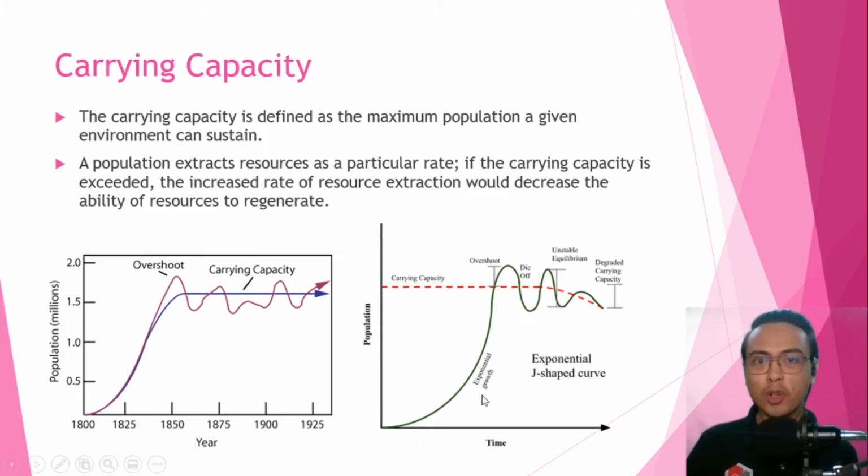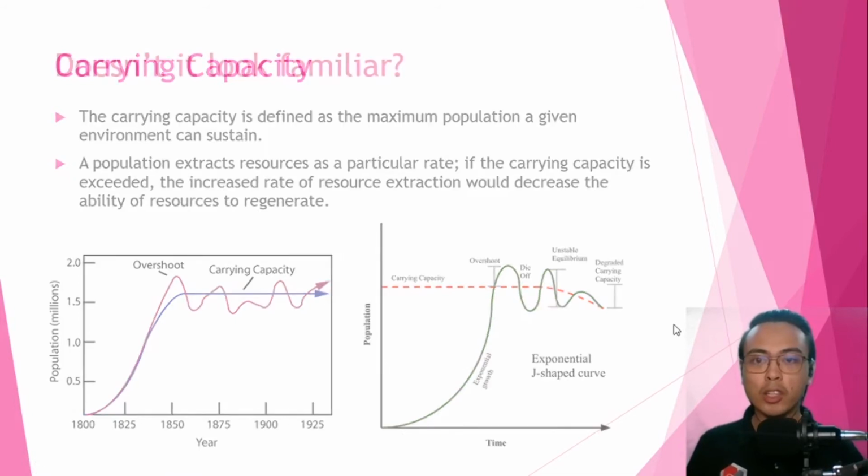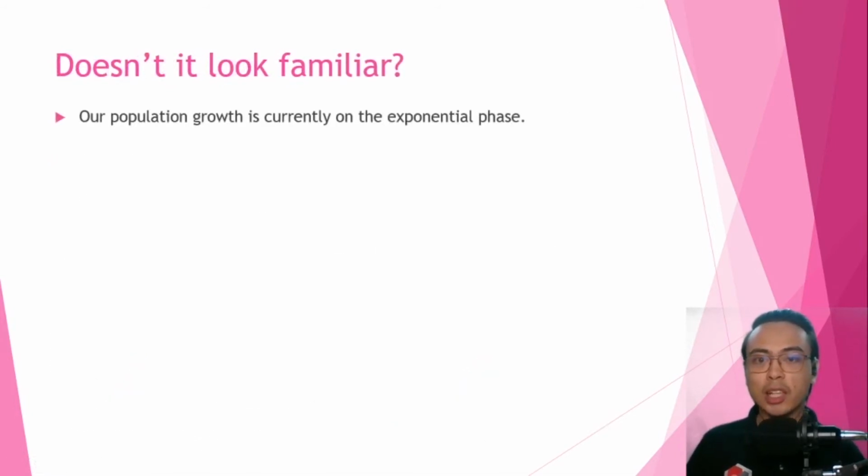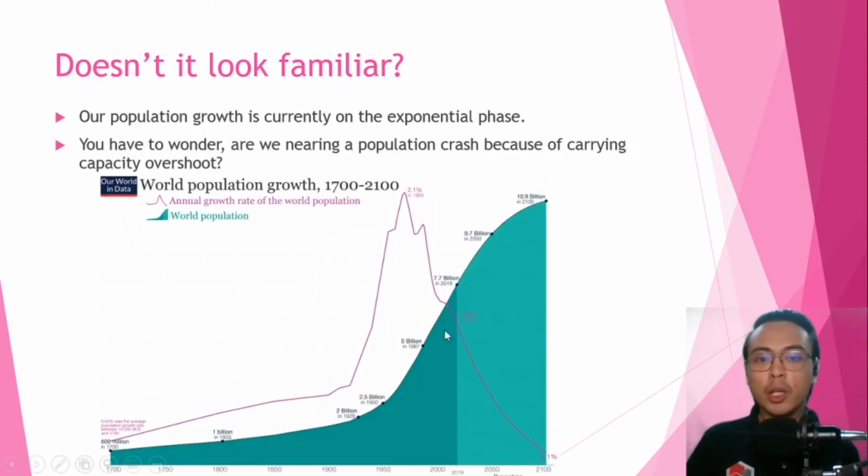Does this curve look familiar? The exponential growth of the population? Well, that looks familiar because that is our current population growth. We are currently on the exponential phase of our growth. If you take a look at this graph, historical data indicates that last year in 2019, we were at 7.7 billion. So this is still our exponential growth curve.